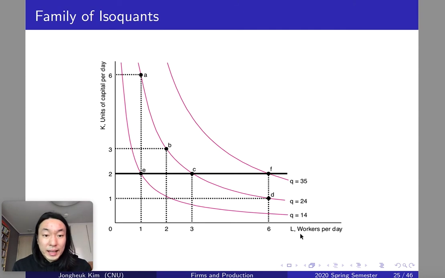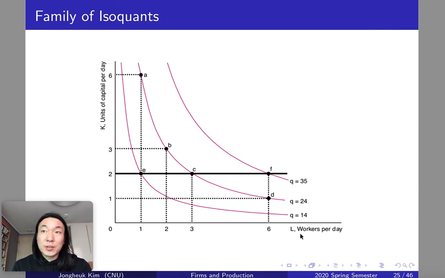So let's compare points A, B, C, or D. They have different combinations of labor, right? 6 units of capital and 1 unit of labor can produce 24 units of output, but also 6 units of labor and 1 unit of capital can produce the same 24 units of output. So different combinations are possible to produce the same unit of output. So there are numerous, almost infinite possibilities to produce a specific level of output.